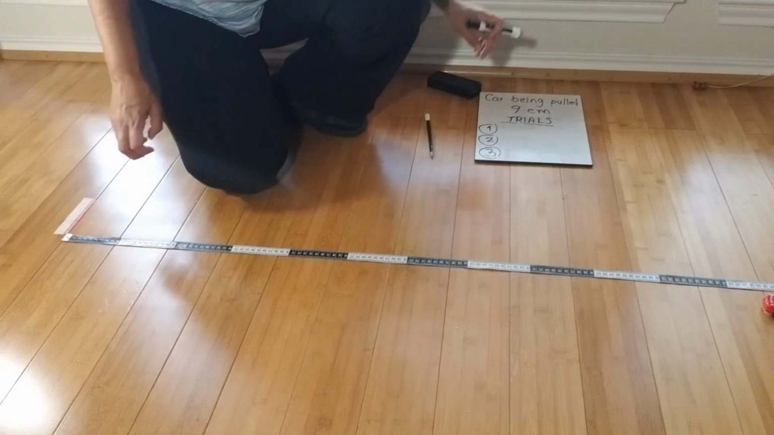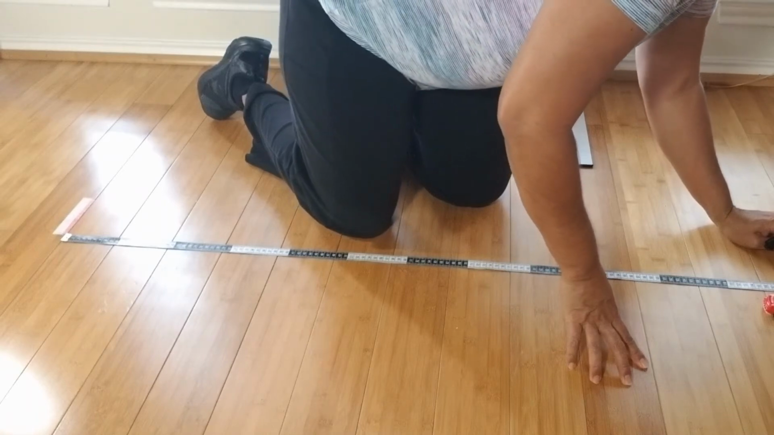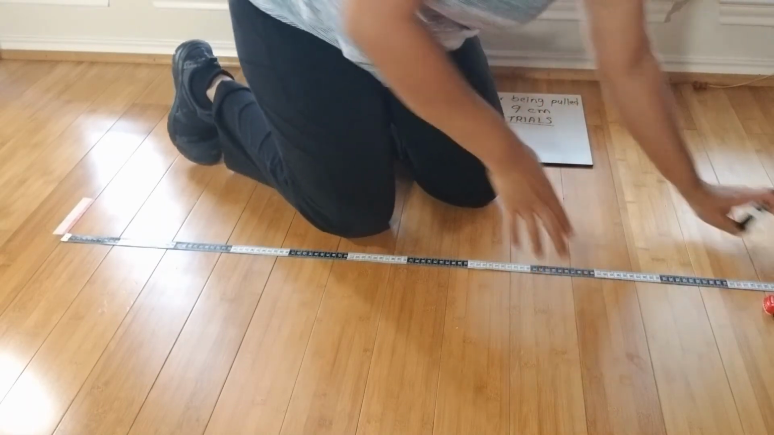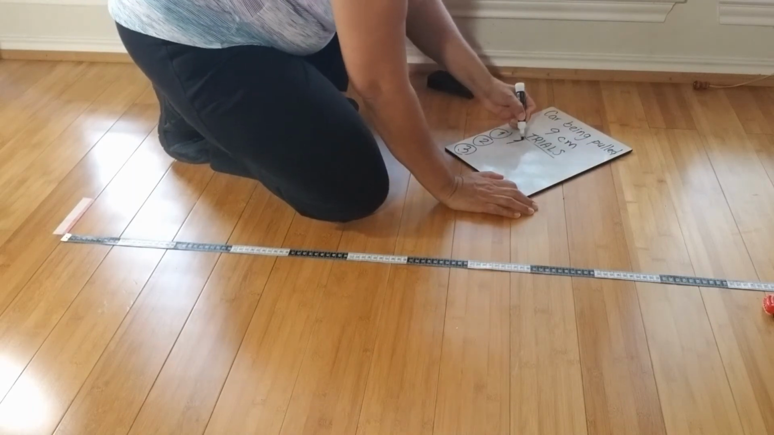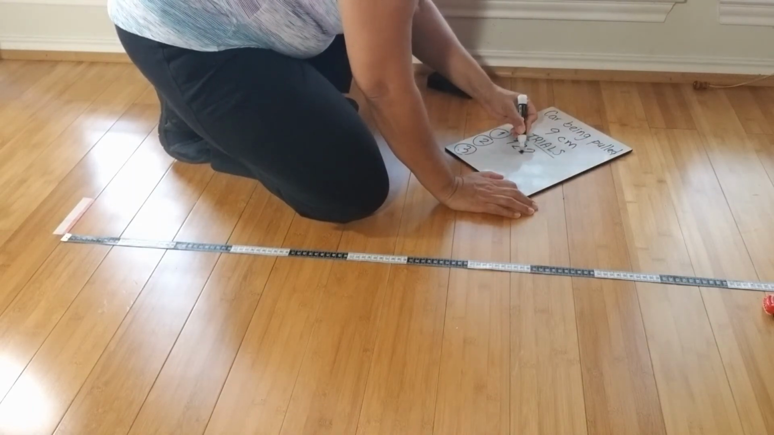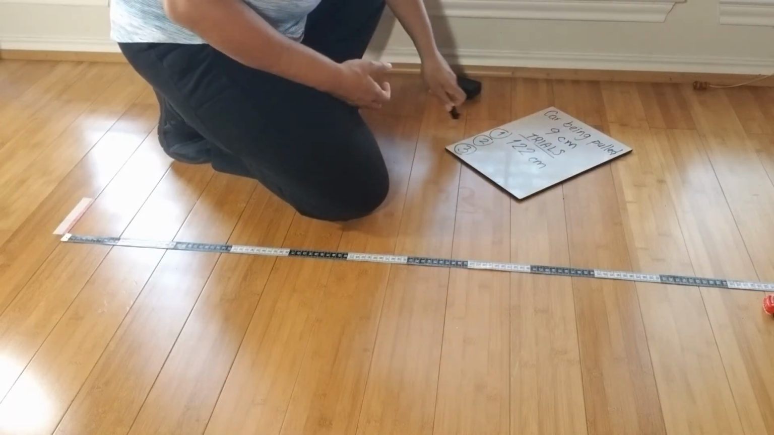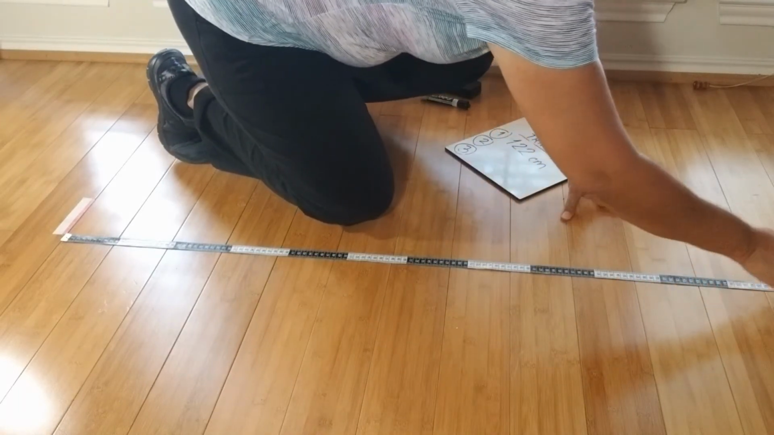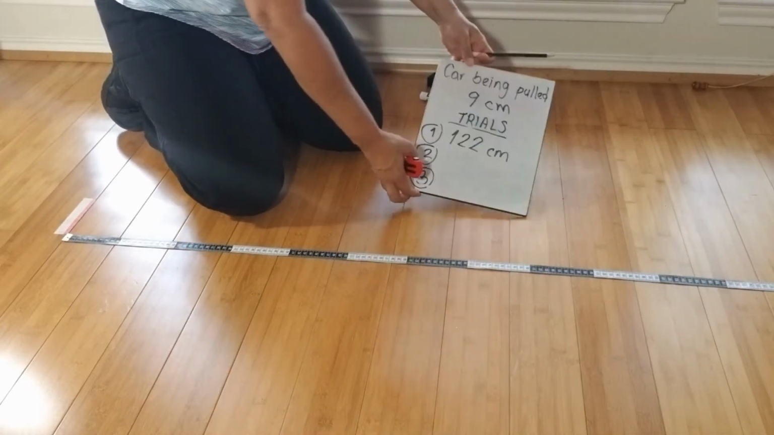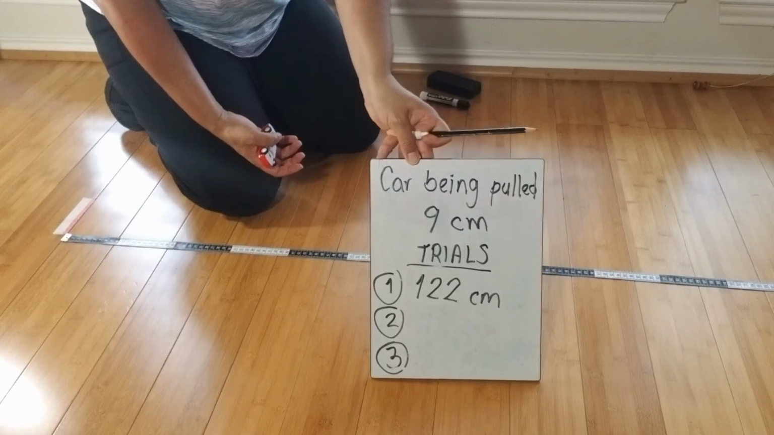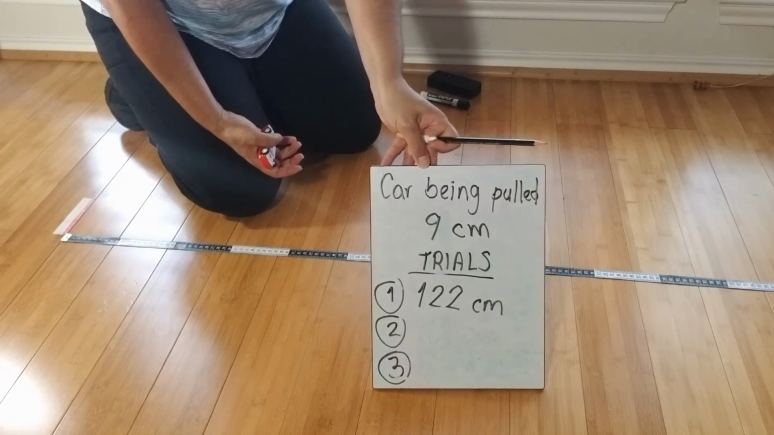Whoa, this time it went farther away, and according to what I see, it's 122 centimeters. So the first trial, 122 centimeters distance. So if you notice, a pull or a push is storing energy, which becomes kinetic energy and moves the distance that the object can move.